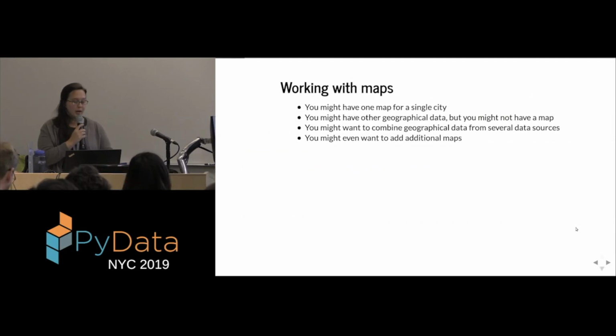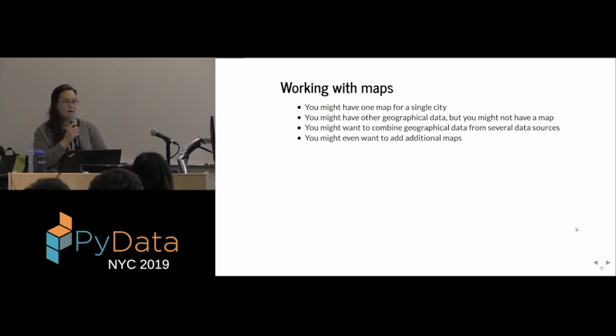So say you want to work with maps. You might have one map just for one city. You might have other geographical data, but no map. For Insight Lane, we use cities' open data crash information, which is often just a CSV of latitude and longitude, but they don't have any map associated with it. You might want to combine geographic data from several data sources, so the crash data and then something else. And you might even want to combine multiple maps together to get features.